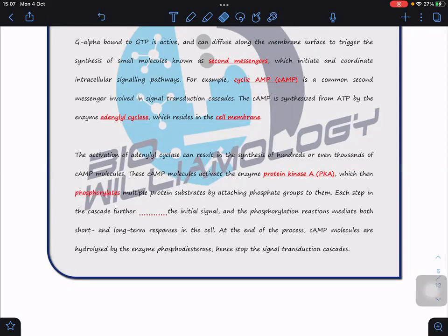Always remember, a kinase is an enzyme that helps to phosphorylate. We have another one called phosphodiesterase, which removes the phosphate groups. For us, we just need to know the kinase. Kinases are always involved in phosphorylation of multiple protein substrates by attaching phosphate groups to them. Can you see that? So each step in the cascade is further amplified.